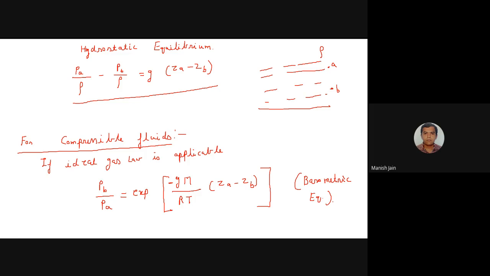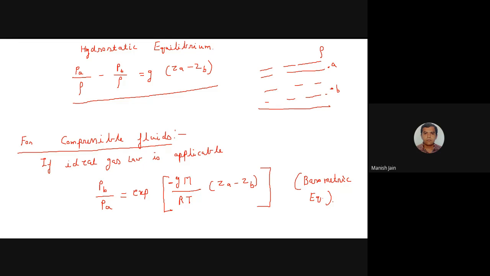Okay, suppose you want to calculate, suppose a plane is flying up at 12,000 meter height. Okay, so the elevation of plane is 12,000 meter. So what is the pressure at that point you want to calculate? So you can easily calculate, because the pressure at the ground level, you know, that is the 1 atmosphere. You can use this equation.